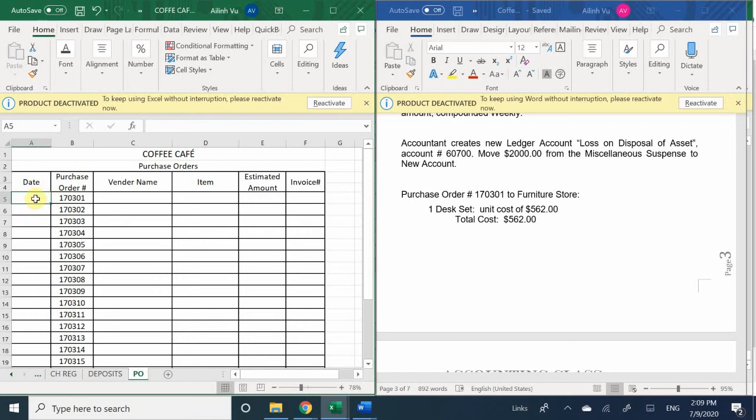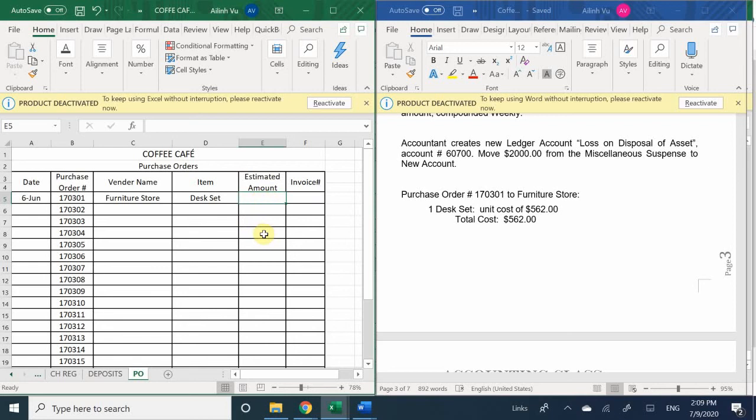So here we're on our purchase orders tab. We're going to fill in that we ordered this on the 6th of June. And who's the vendor? We ordered this from the furniture store. And what was the item? We ordered a desk set. So we can order from multiple vendors, maybe even the same vendor, and if you don't keep track of exactly what you ordered, sometimes you're going to be like, hold up, wait a minute, there's something going on.